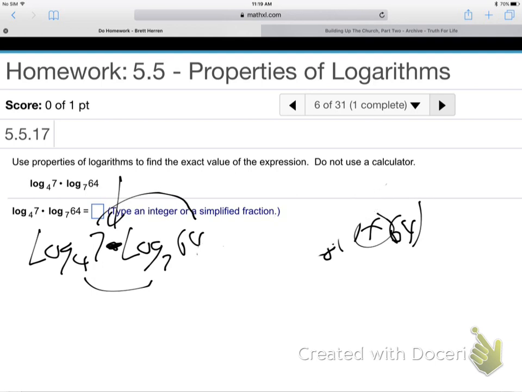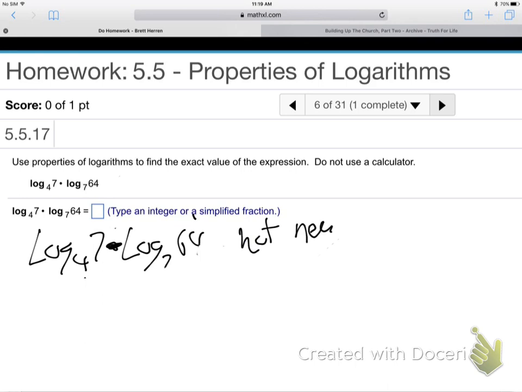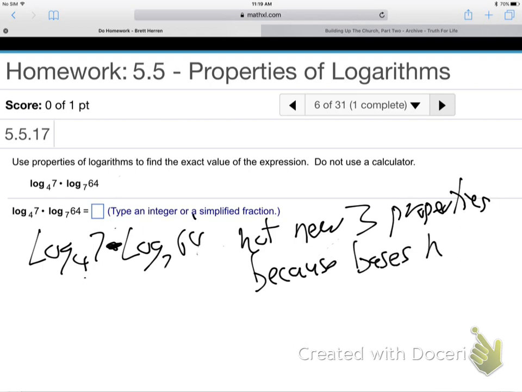Coming on back here. Well, then what do we do? So you notice it's not the new three properties, especially because the bases are not the same. That's what really clues us in, right? Those bases are not the same. You have to have the same bases for those properties. Okay, well then what do we do?